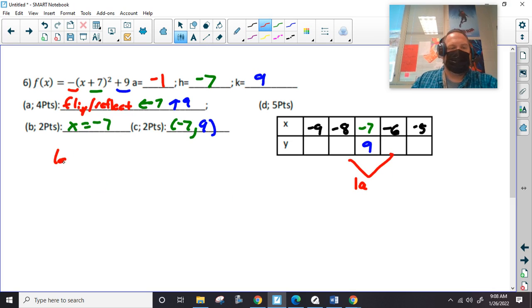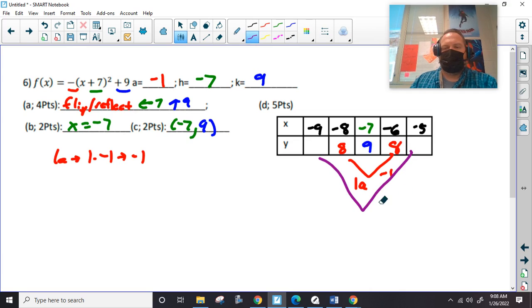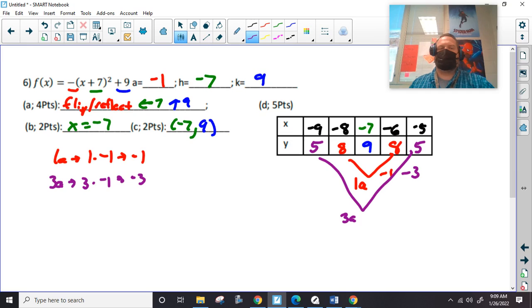1A, 1 times -1, -1. So this would be 8. And then 3A. We should get 5 here. Okay. So, same process, just different numbers. And again, you'll have 2 questions like that.